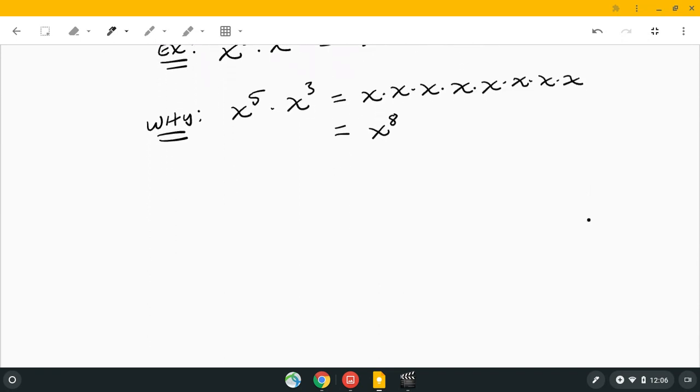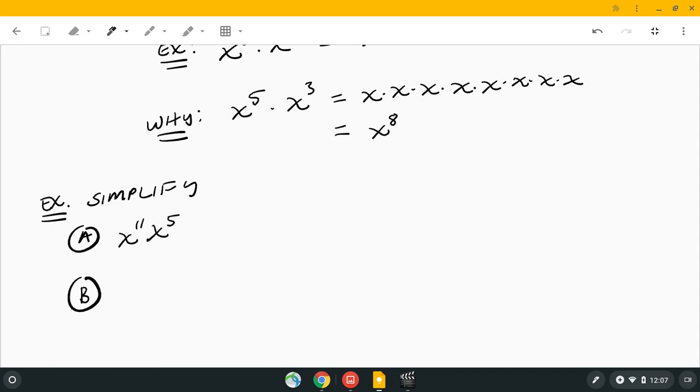Okay, so let's take a look at a few of these examples here. Let's go ahead and simplify. Suppose I have this one, x to the 11th times x to the 5th, and we'll also do y to the 5th times y to the 4th times y. Okay, all right, so let's start with this first one here. So what do you think the answer is going to be? If you said x to the 16th, you are correct.